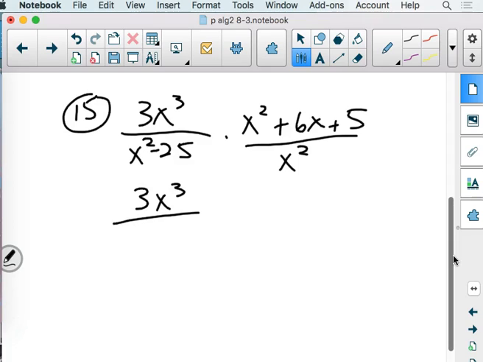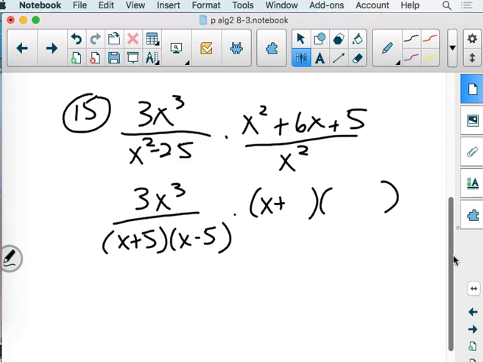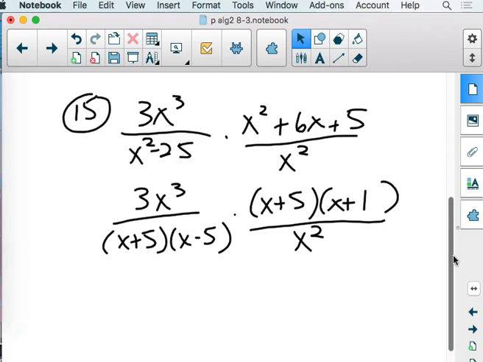Obviously, there's nothing we can do with that. That's already multiplication. This is a difference of two squares: x plus 5 and x minus 5. Up here: x plus 5 and x plus 1. Anything in the numerator can be canceled one for one with anything in the denominator, as long as you have multiplication all the way through the problem. Take x squared out. Don't forget you have one left over up there.